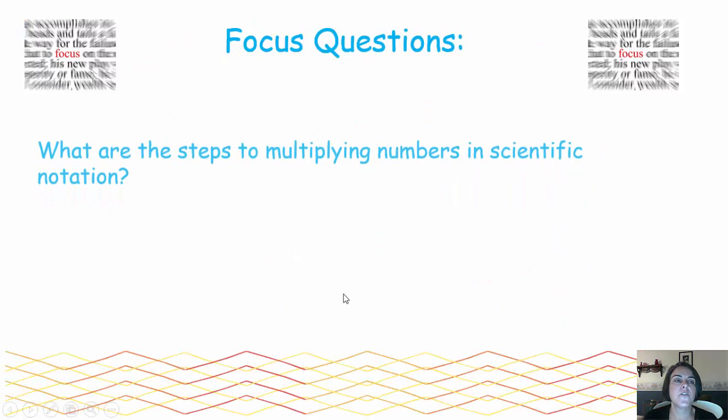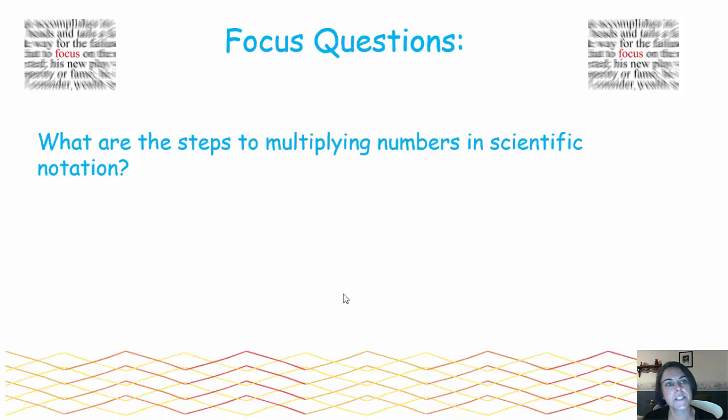Let's take a look at tonight's focus question. You're going to do a nice write-up, bring it to class tomorrow. What are the steps to multiplying numbers in scientific notation? If you need to look back in the video to remind yourself, go ahead and do that. Write this up in your own words, bring it to class tomorrow.